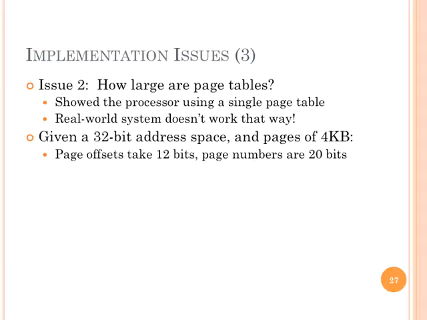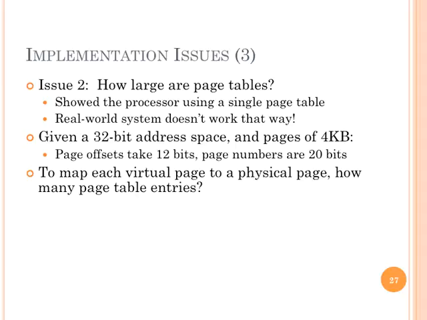So 32-bit address space. We're talking IA32, what we've all been programming on all term. 32-bit address space, pages of 4 kilobytes. Well, 4 kilobyte pages require 12 bits of offset to access values at various offsets within the page. The page numbers themselves are 20 bits. 32 minus 12 is 20. That's really easy. Okay. Now, if page numbers are 20 bits, that means we need to have 2 to the 20 entries in our page table.